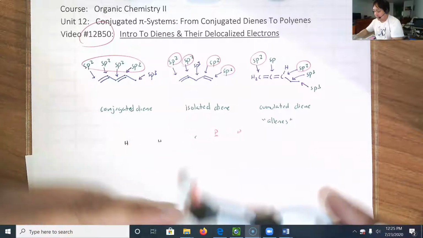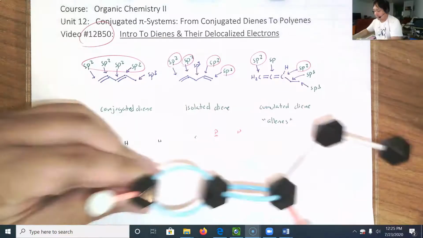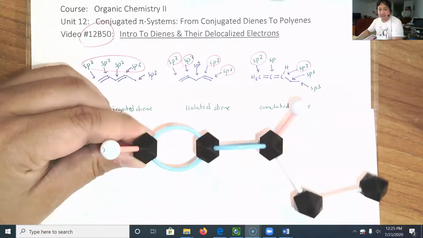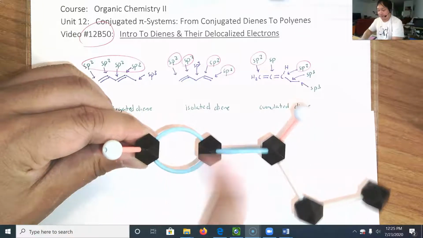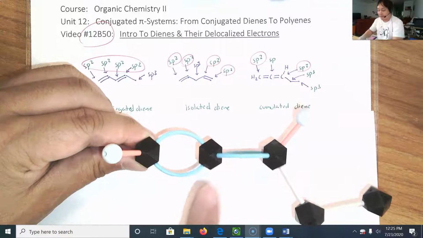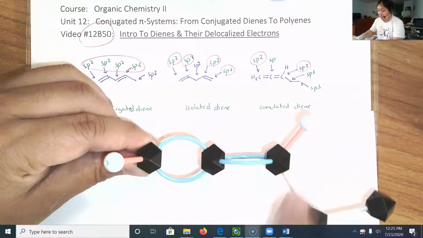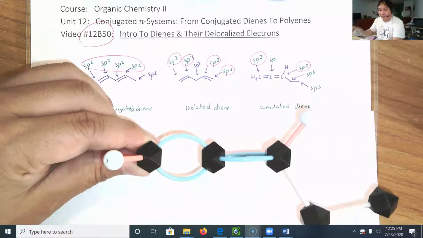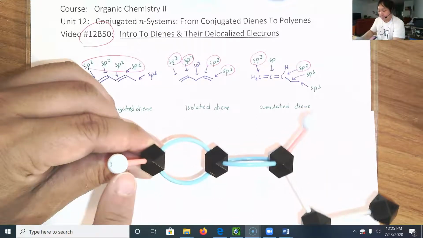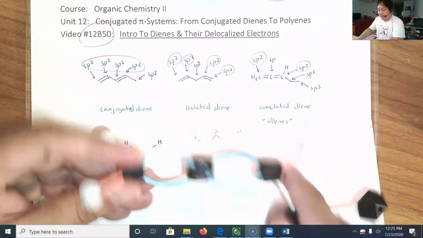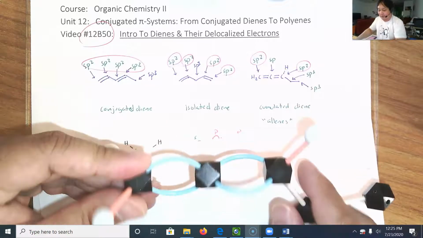Here is your accumulated diene. It looks like, let me put it upside down, like this. Double bonds right here. But do you notice how these two bonds, the hydrogen and the carbon, are perpendicular to these two hydrogens on the very end? Look at the double bonds. They're also perpendicular to each other.